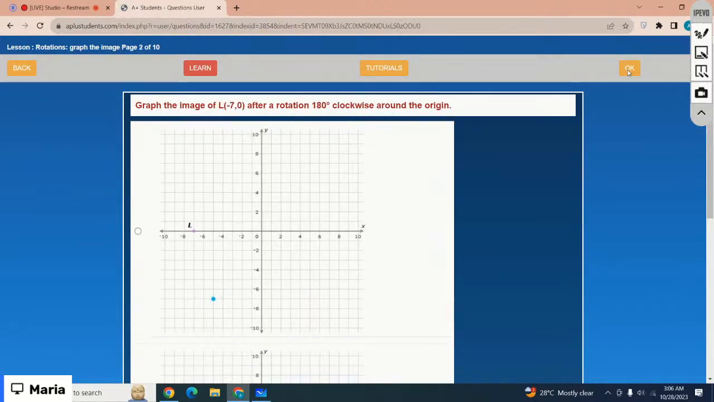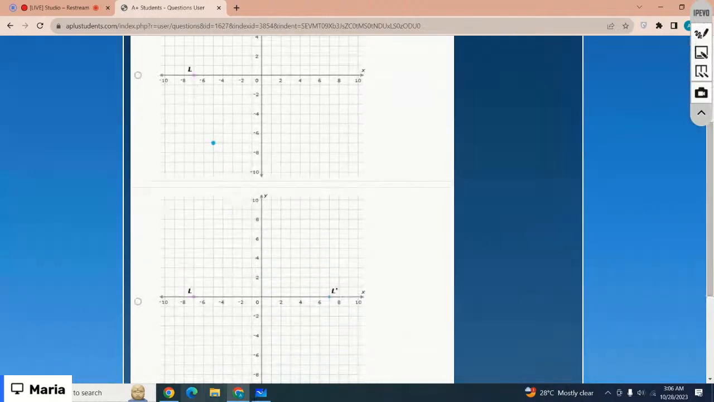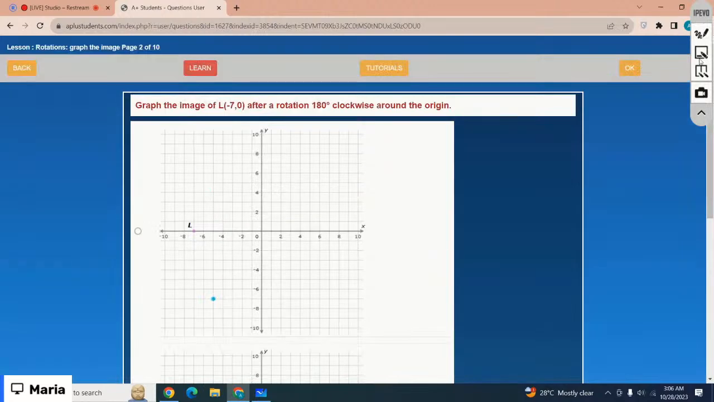The next one is graph the image of L(-7, 0) after a rotation of 180 degrees clockwise around the origin. Here is L, right? You have to rotate 180 degrees. When you rotate 180 degrees, it would be from here to here, right? The second option is the correct option.